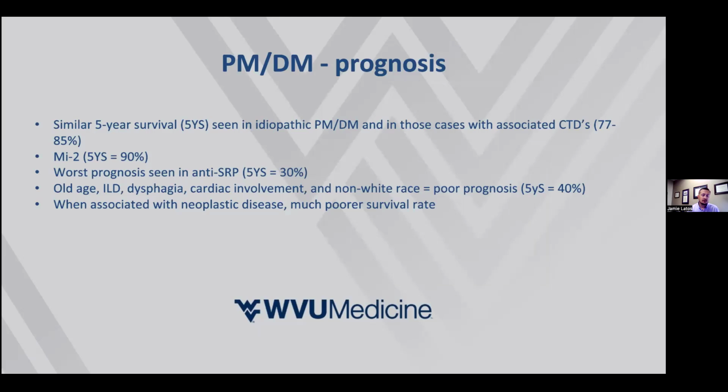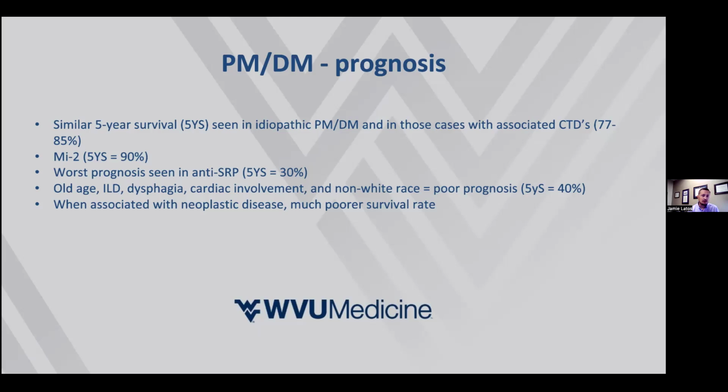And then one of the last slides just talking about prognosis. So generally in these idiopathic cases, those that aren't associated with malignancy or one of those poor prognostic antibody profiles, it's estimated about 85% at the 5-year mark. So fairly good. In particular, the MI2 again carries the best prognosis overall, contrasted by the worst prognosis seen in things like SRP or potentially MDA5 antibody positivity.